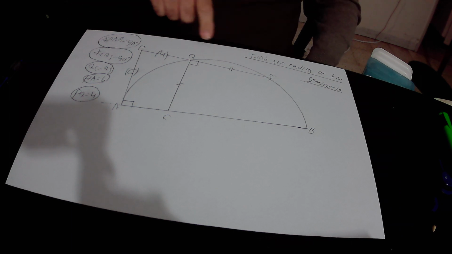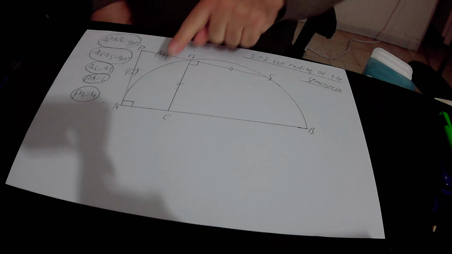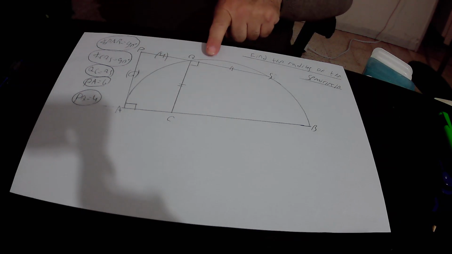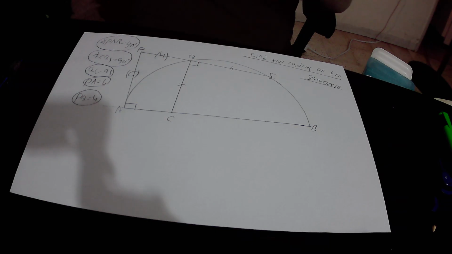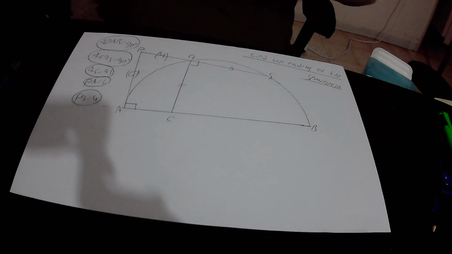In addition, you know that QS equals QC. This is angle PAB, which is equal to 90 degrees in size. And this angle SQC also equals 90 degrees. Again, our mission is to find the radius of this semicircle.